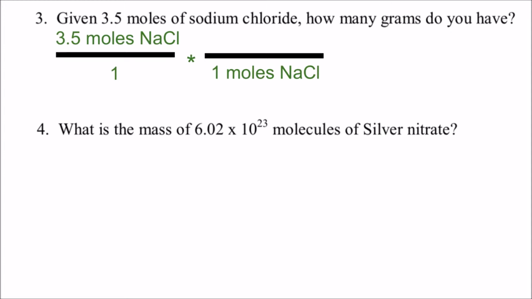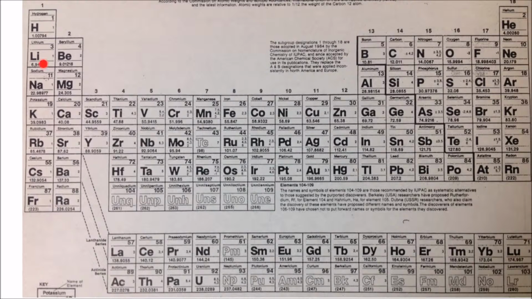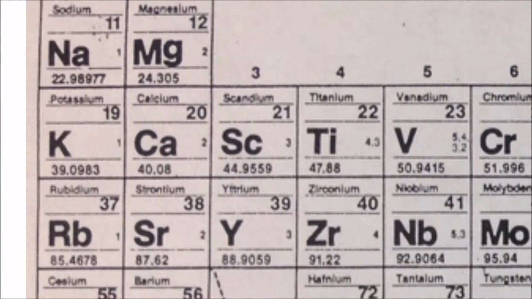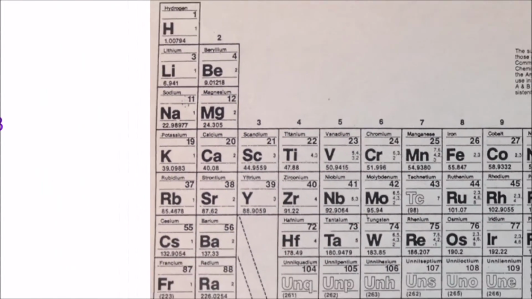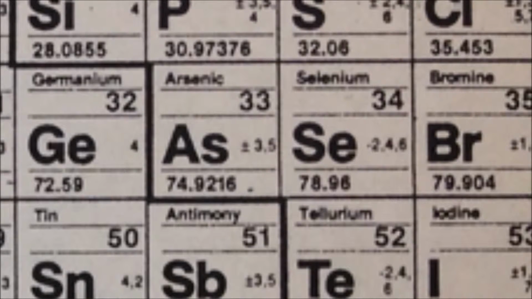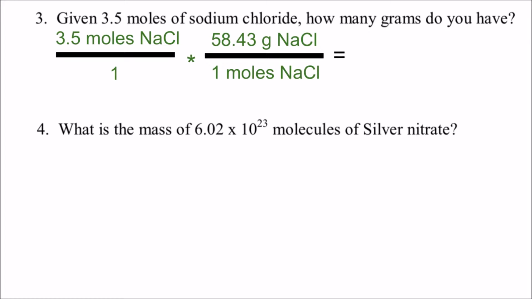Since we're being asked for grams, we should probably do the molar mass, and we're going to get that from the periodic table. So we have 1 sodium and we have 1 chlorine. If we look, the sodium has a molar mass of 22.98977, and the chlorine has a molar mass of 35.453. That gives us a total of 58.43 grams of NaCl. Now we need to multiply across the top and divide along the bottom. That gives us 204.505 grams of NaCl.